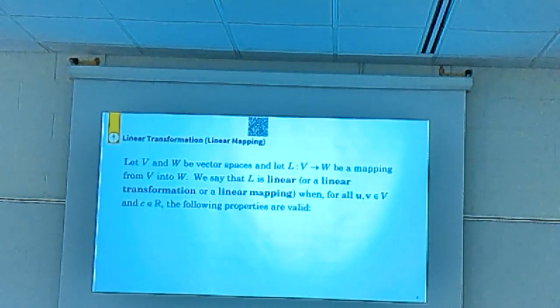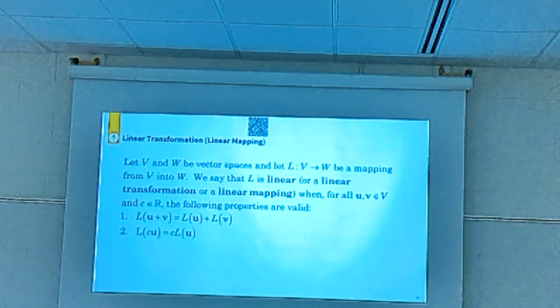We call L linear, or say that it's a linear transformation or a linear mapping, when for all U and V in your vector space V and real number C, the following properties hold. First, L of U plus V is L of U plus L of V. Second, L of CU is C times L of U.